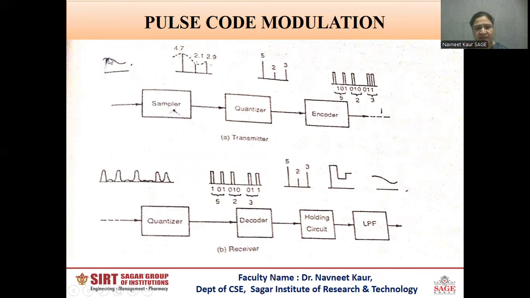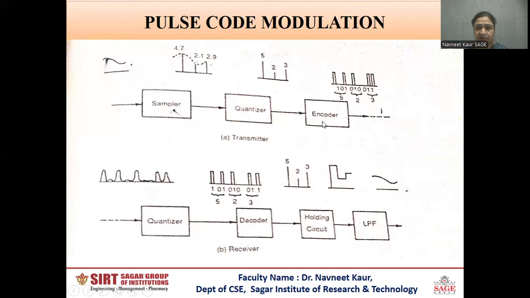This is the block diagram of pulse code modulation. Here we have the message signal in the form of an analog signal. First, we give it to the sampler. The sampler takes samples of the signal at fixed intervals of time. Say the first sample is 4.7 volts, the second sample is 2.14 volts, and the third sample is 2.9 volts, and so on. Now, what does the quantizer do? The quantizer rounds off these sample values to the nearest integer value. That means 4.7 is rounded off to 5, 2.1 is rounded off to 2, and 2.9 is rounded off to 3. So this is your quantized signal.